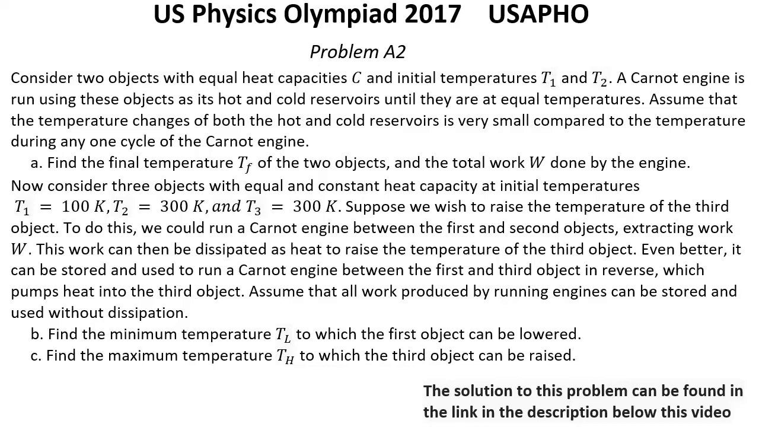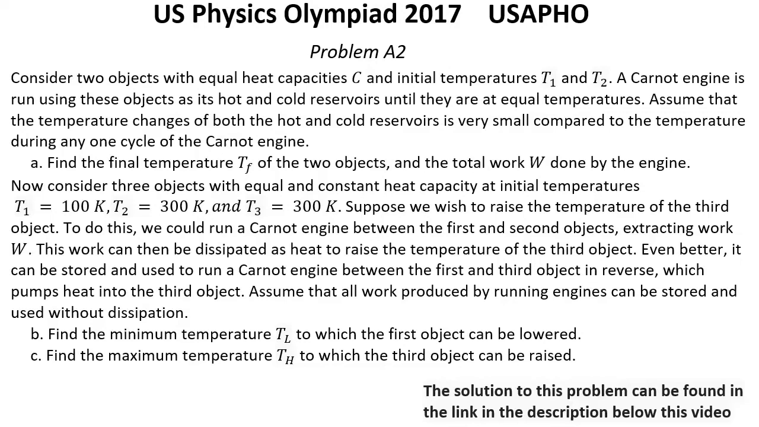Problem A2. Consider two objects with equal heat capacitance C and initial temperatures T1 and T2. A Carnot engine is run using these objects as its hot and cold reservoirs until they are at equal temperatures. Assume that the temperature changes of both the hot and cold reservoirs are very small compared to the temperature during any one cycle of the Carnot engine. Question A. Find the final temperature Tf of the two objects and the total work W done by the engine.